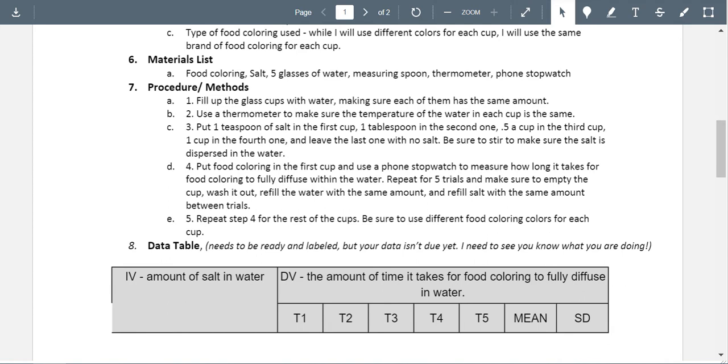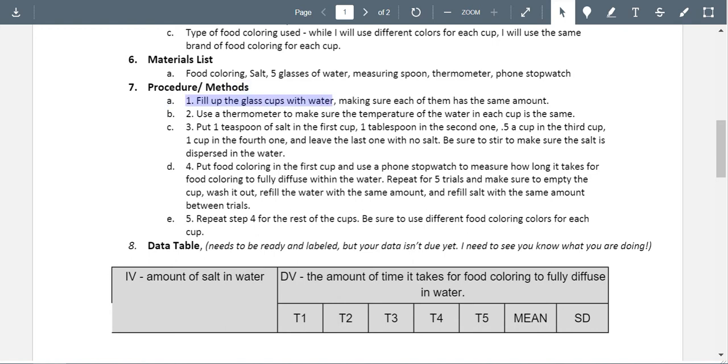Step 1. Now, this is interesting. You said part A, then you put 1, 2, 3, then you go back to 4, 5. Yeah, you've got to redo that formatting here. You say fill up the cup of glass with water, fill up the glass cups with water.